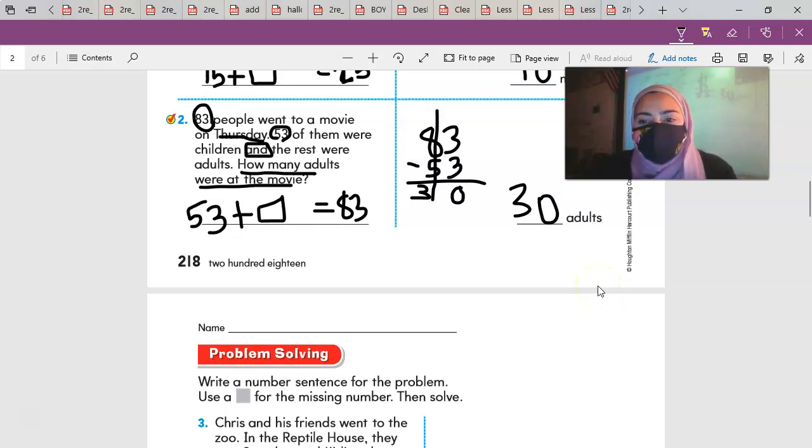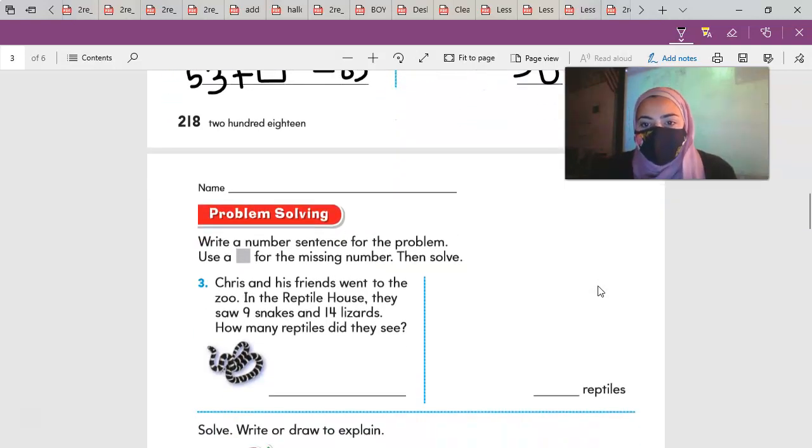But what Go Math wants us to do is to learn how to count up. But I'm just teaching you a hack. This is a hack of the easier way to do it.